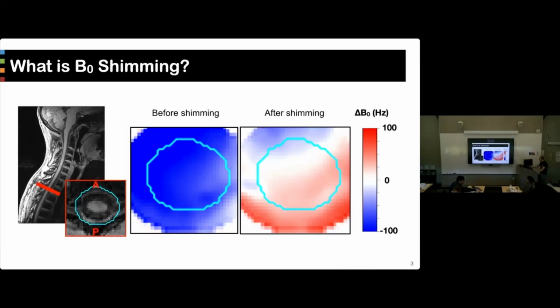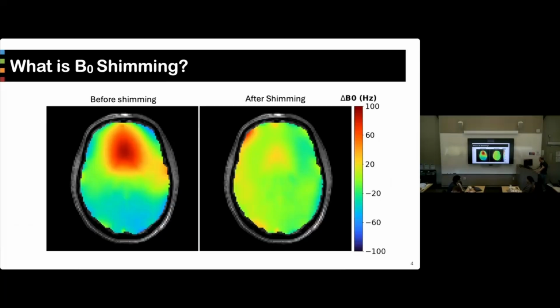So what is shimming or B0 shimming? So the idea is to make the B0 field as homogeneous as possible. Here's an example in the spinal cord where you start from 100 to minus 100 hertz in this case to 0 or close to 0, which is the goal. Here's another example in the brain. This is typical where we see quite some big inhomogeneities near the sinuses. And then on the right, you can see after shimming that we get some homogeneous field, and that hopefully leads to better images.